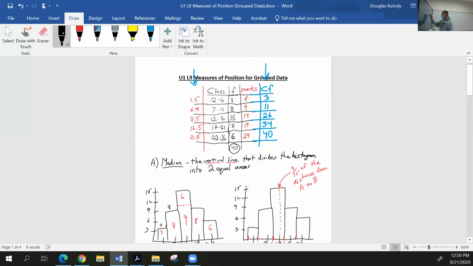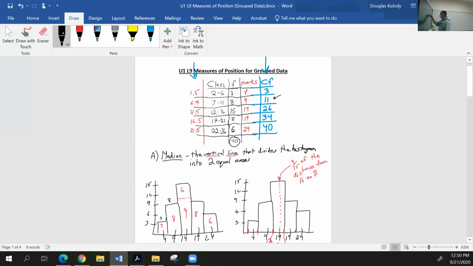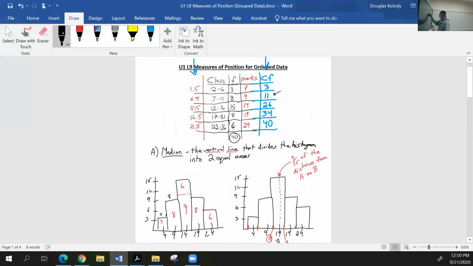Well, take a look at the frequencies. After one class, there's 3 numbers. In the second class, there's 8 numbers, but after 2 classes, there's 11 total numbers. Do you see that? After 2 classes, there's 11 total numbers. So the 10th number must fall somewhere within that second class. Do you understand that right now? The 10th number is hiding somewhere within the second class.